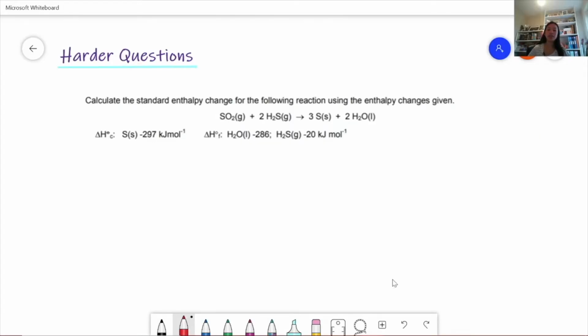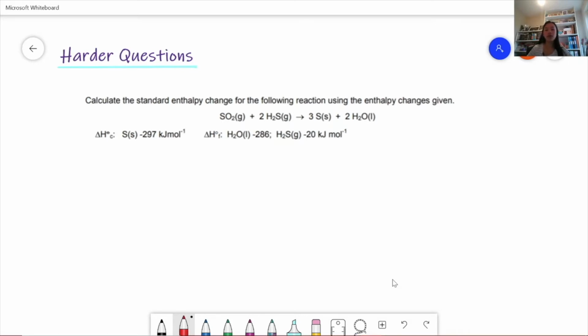Today we're going to look at some harder questions using Hess's law. So the first question says to calculate the standard enthalpy change for the following reaction using the enthalpy changes given. What I like to do first is to write out the equations for combustion and for formation, so I know exactly what I've got.